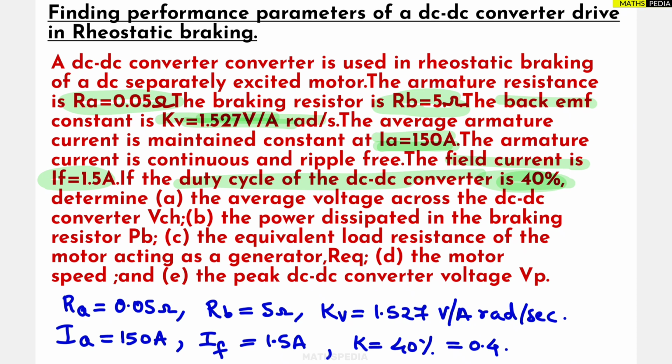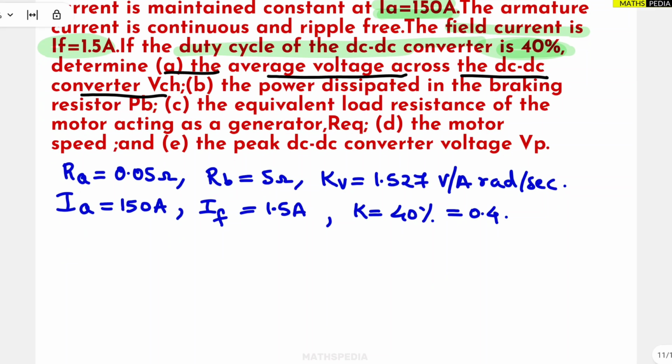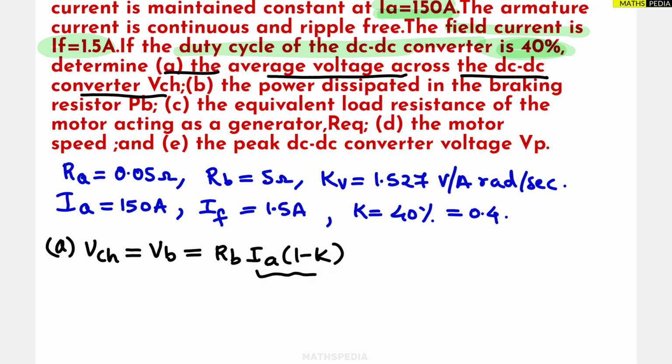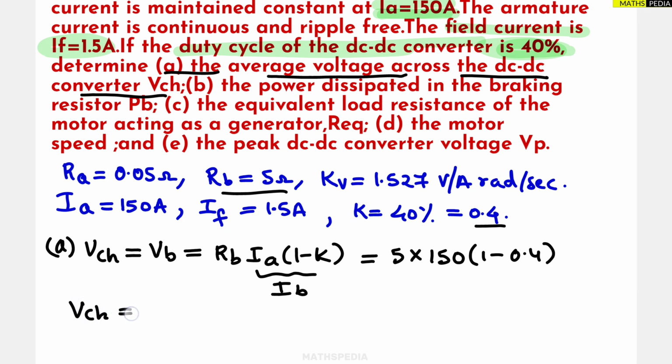So in the first part of the question, we have to calculate the average voltage across the DC-DC converter, VCH. Remember, in rheostatic braking VCH will be the same as VB, where VB is the average voltage across the braking resistor, given by RB into IA into 1 minus K. Now IA into 1 minus K is nothing but IB itself, the average current of the braking resistor. IB is not given in the problem, IA is given, so we go with IA. RB is 5 ohm, so 5 into 150 into 1 minus K, where K is 40%, that means 0.4. When you calculate this, VCH is equal to 450 volts. This is the average voltage across the DC-DC converter VCH.